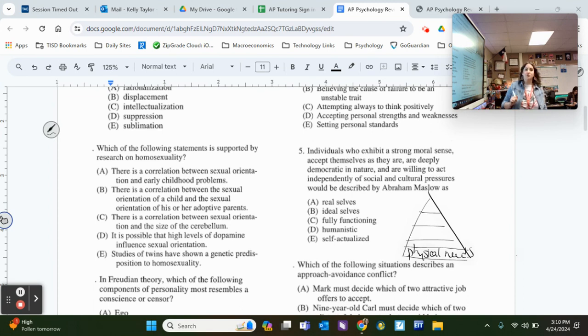Okay, once you've got your physical needs met, you are clothed and fed. What's next? Yes, safety in general. Shelter would be an example of that. So safety. Okay, what's after that?